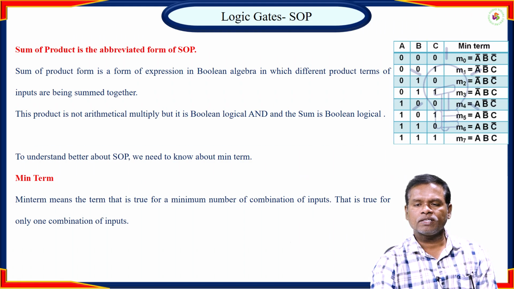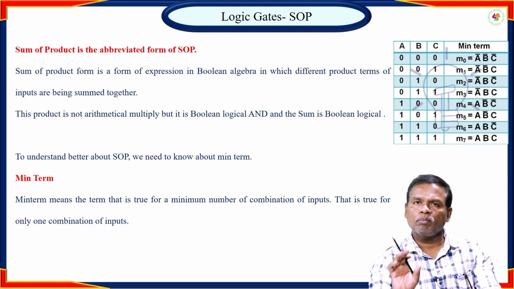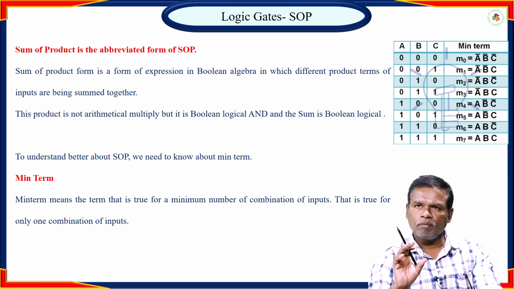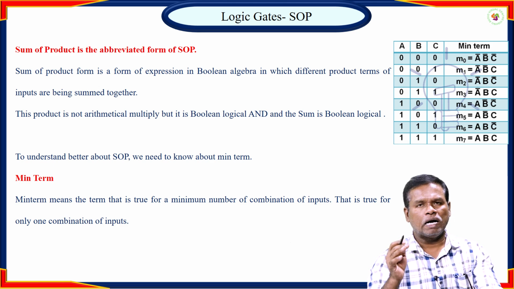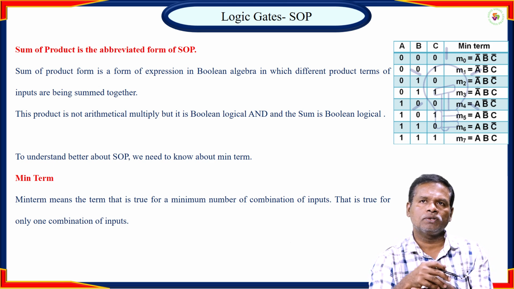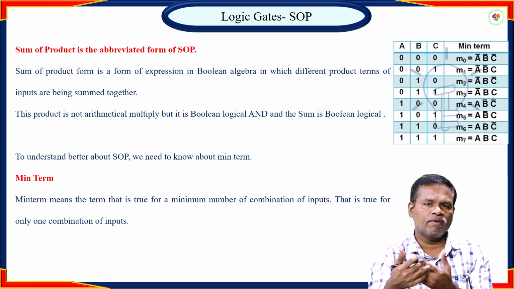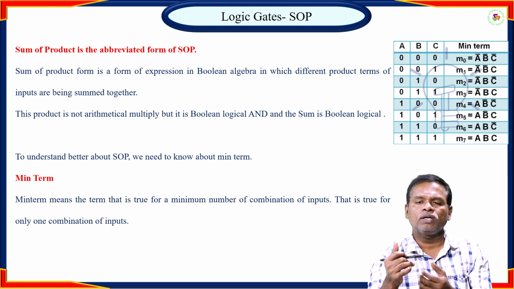So coming to the next topic, that is the representation of these logic gates. How in the form of an equation a logic circuit can be expressed, or a Boolean function can be expressed. So ultimately it is a combination of logic gates only, but how it is represented, there should be some different form. So there are two types of forms.